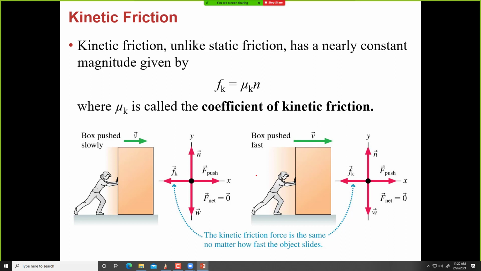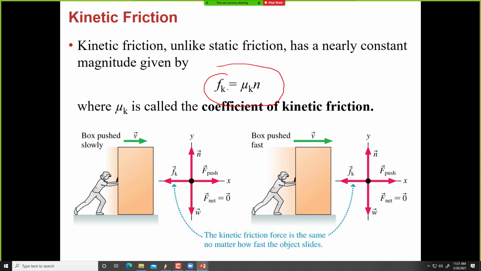And the kinetic friction is nearly constant. It's unlike the static friction. It doesn't adjust with the speed or the force. No matter how much force you apply, or no matter how fast the object is moving, kinetic friction is always constant. It's given by this formula.